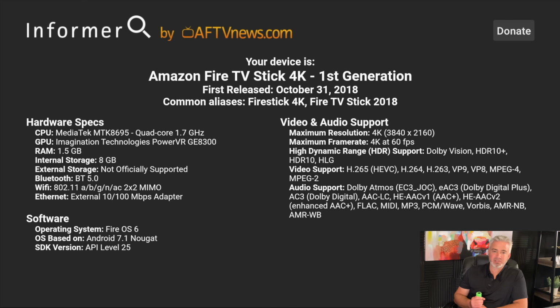Now, it also tells you some pretty cool information about your stick. So on the left-hand side there, 1.5 gigabytes of RAM, 8 gigabytes of storage. It is Bluetooth 5.0, and then it shows you your Wi-Fi, your Ethernet adapter, max of 100 megabits per second. And it shows you your resolution, your frame rate. It shows you all kinds of cool information.